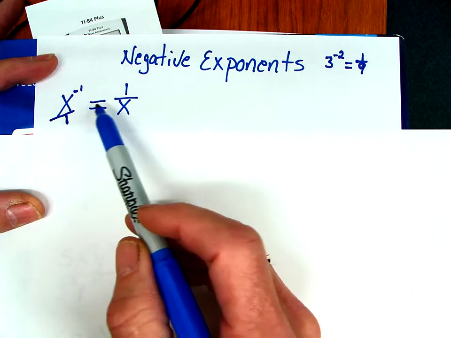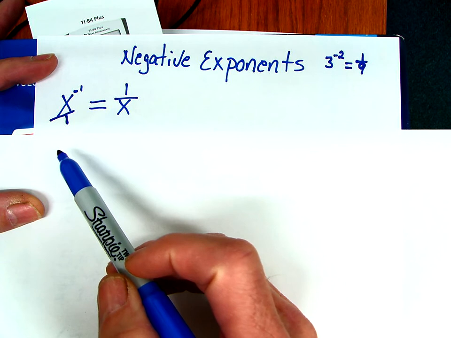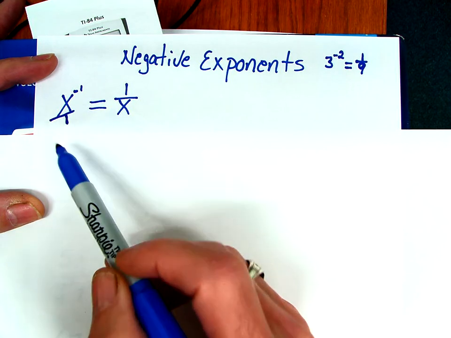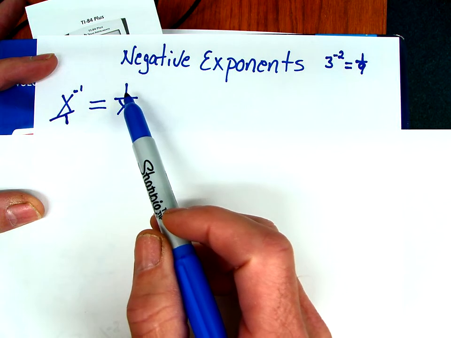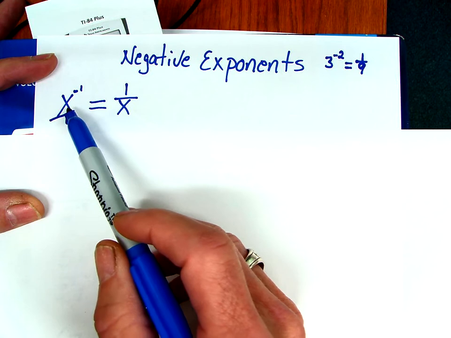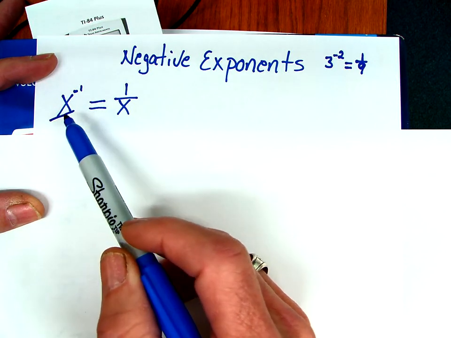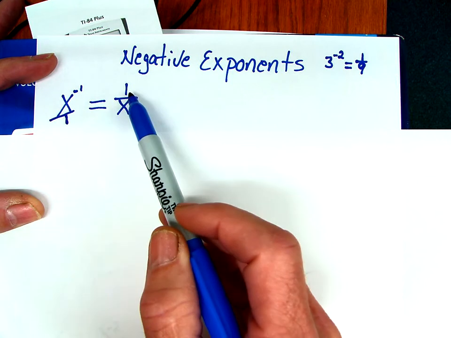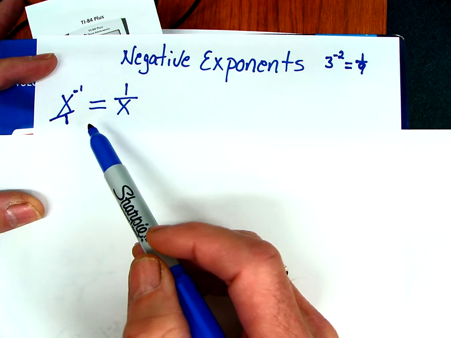Now you can see that what you end up with is this flipped upside down. The x goes to the bottom. The 1 is going to be on top, not because the fraction was really flipped, but because once you take everything away from the top of the fraction, the only thing that will remain is a 1. It's kind of a placeholder, if you will.